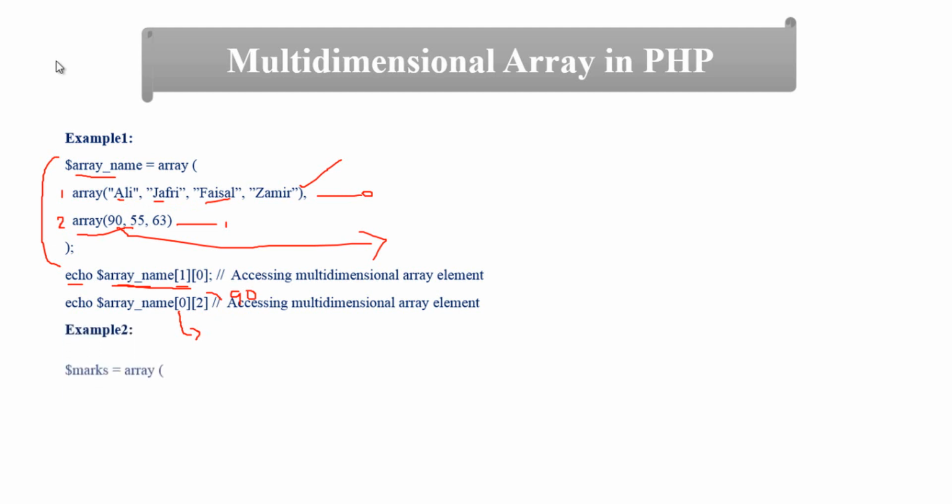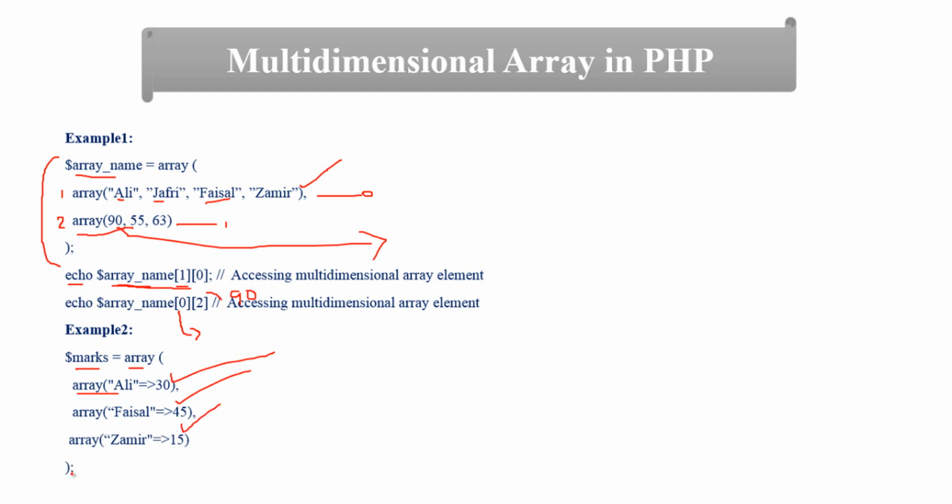So in example 2, I want to create another multi-dimensional array. How can I create that multi-dimensional array? This is the marks array name, and the array keyword is used to create the array. The first element is an array, and inside that array I provided an ID and its value. This is a key and this is a value. Actually this is an associative array which contains only one item. Another item is also an associative array, and the third is also an associative array. Then close the parenthesis with a semicolon. So there are three items in this multi-dimensional array.